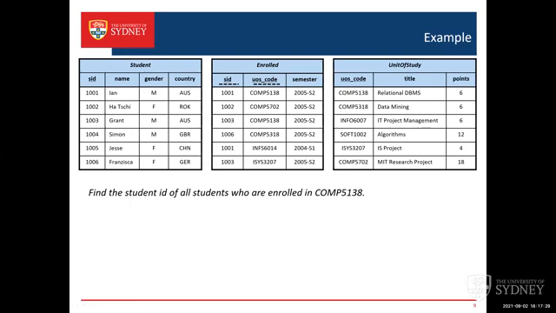What about this one? Find the student ID of all the students who are enrolled in COMP9138. Just think about what table you need and how you can write that one. Find the student ID of all students who are enrolled in COMP9138. Which table do you need in this case?